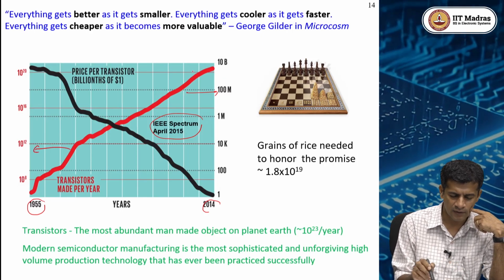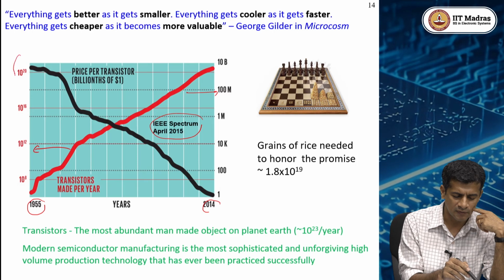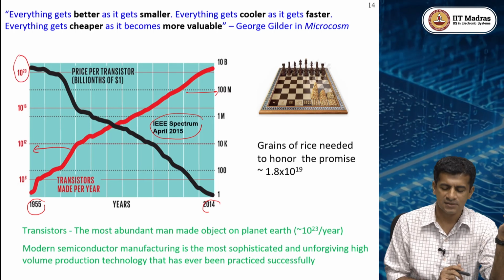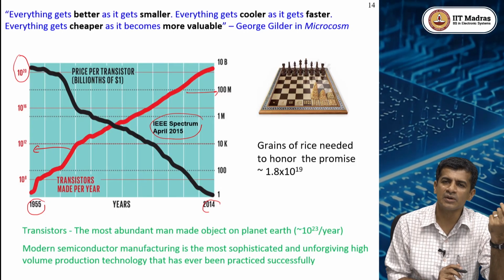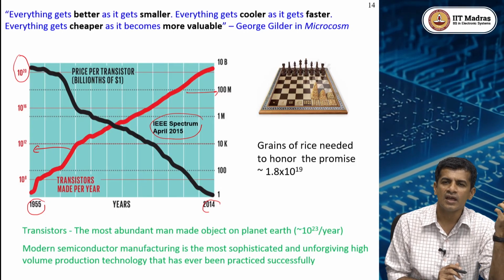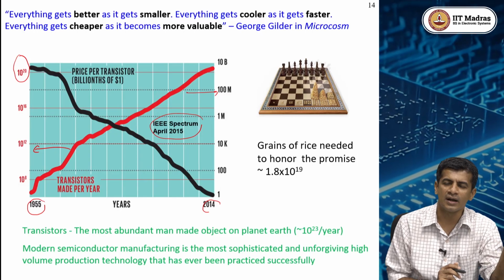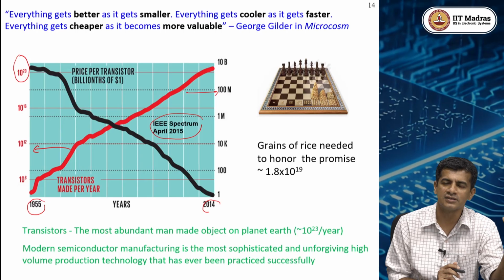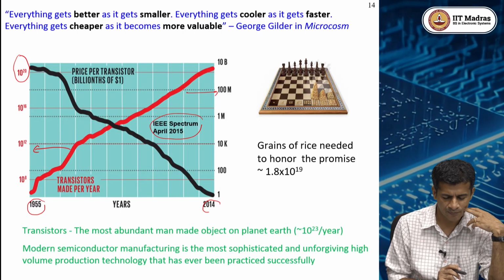So we are going all the way to something like more than 10 to the power of 23 transistors. We are making a large number of transistors, so you won't be able to see them because they are so small. If you put your hand in your pocket and there is a cell phone there, there are already a couple of billions of transistors sitting in your pocket.